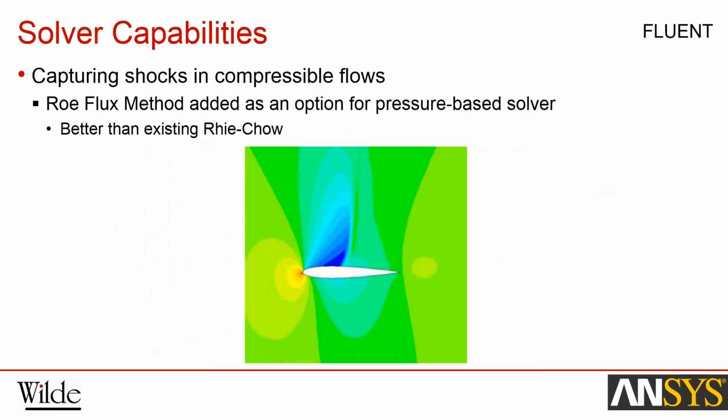Talking a little bit about solver capabilities and numerics. Capturing shocks for compressible flow is obviously an important feature for our clients, and capturing not just the shocks but also the high resolution of the shocks across an expansion fan or reflected shocks is quite important. ANSYS Fluent has got the Roe flux method. It's a new method that's added for the pressure-based solver, and it's much better than the existing Rhie-Chow method. You can see the resolution across a shock wave or a shock front across a supersonic airfoil.